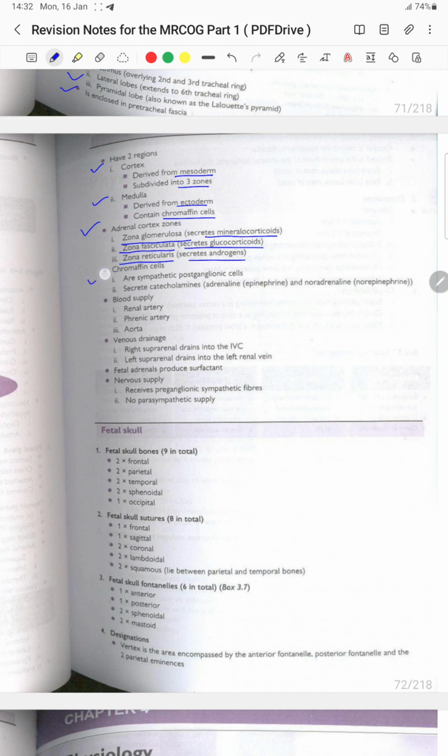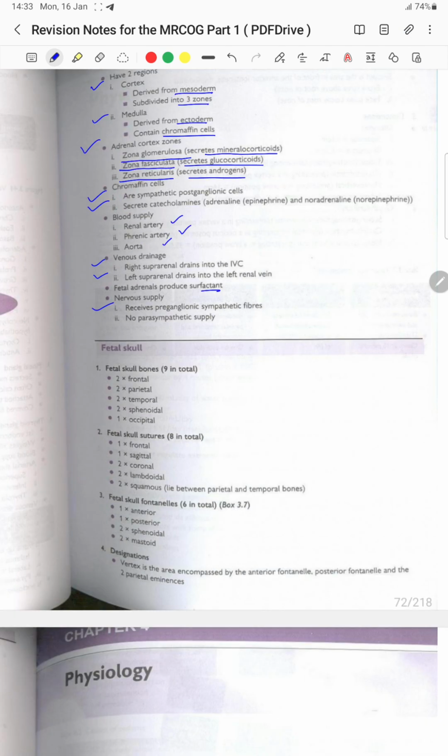Chromaffin cells are the sympathetic postganglionic cells, and they secrete the catecholamines, epinephrine and norepinephrine. The blood supply is from the renal artery, phrenic artery, and aorta. Venous drainage: the right suprarenal drains into the inferior vena cava and the left suprarenal drains into the left renal vein. The fetal adrenal produces the surfactants, and the nerve supply receives the preganglionic sympathetic fibers and no parasympathetic supply.